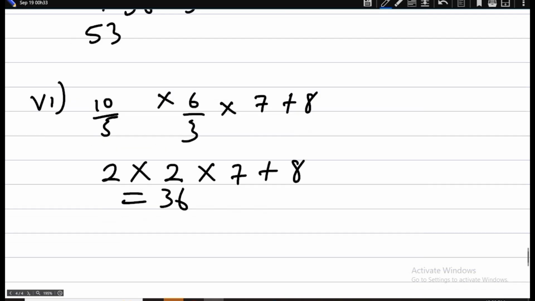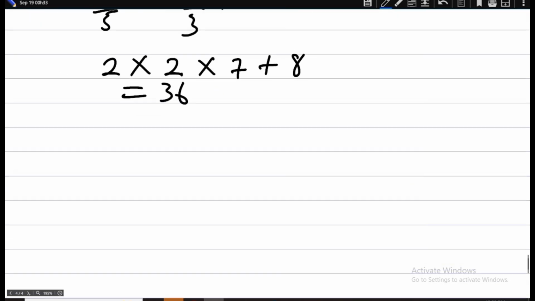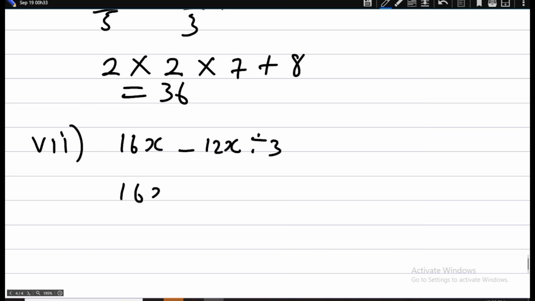VII. This is a very simple question. For VII, they give us 16x minus 12x divided by 3. Okay, this is very simple. So I have 16x minus, 12x divided by 3 will give us 4x. If you subtract, I'm going to have 12x as my final answer.